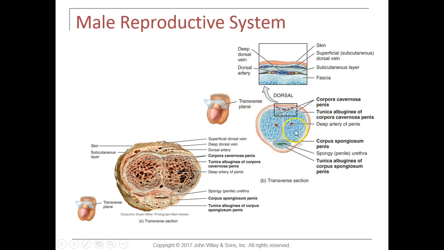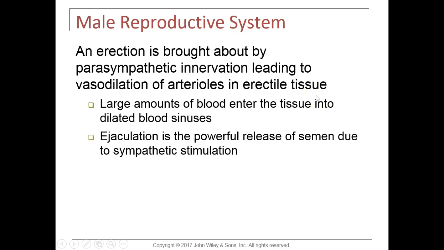Now, we're not identifying these, but you still need to know the names of the erectile tissues that are in the penis that engorge with blood to cause erection. So let's talk about how the autonomic nervous system is involved with sexual function in the male.